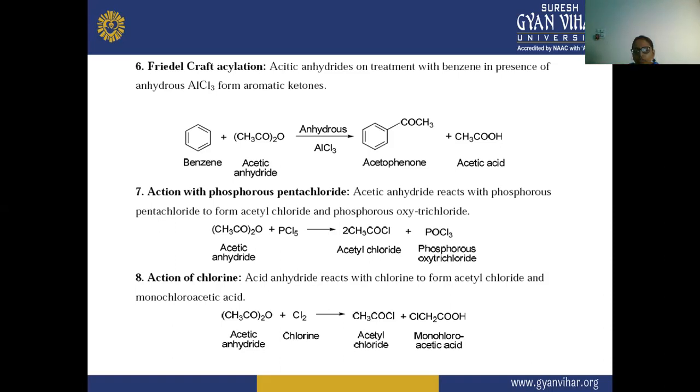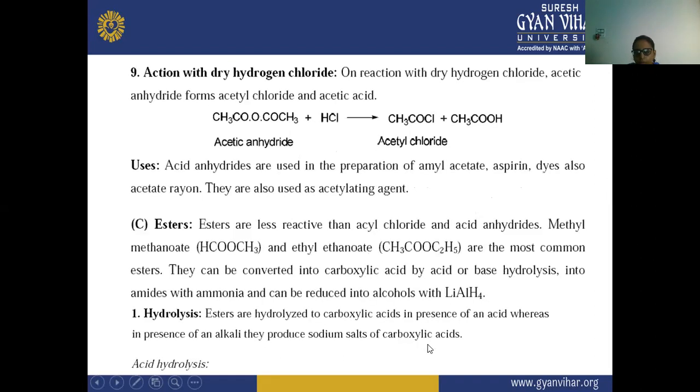Next is the action of chlorine. So in the action of chlorine, the acid anhydride is reacting with chlorine, and there is a formation of acetyl chloride and monochloroacetic acid is formed here. So here you can see acetic anhydride is reacted with chlorine, and there is a formation of acetyl chloride, and monochloroacetic acid is formed here.